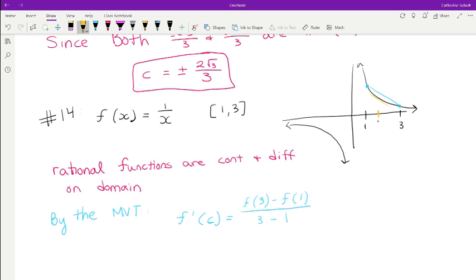So in this case, we can see we're just going to have one C. It's going to be right there. So we're going to figure out what that number is. Okay, so let's clean this up.